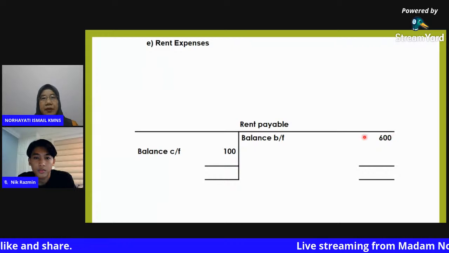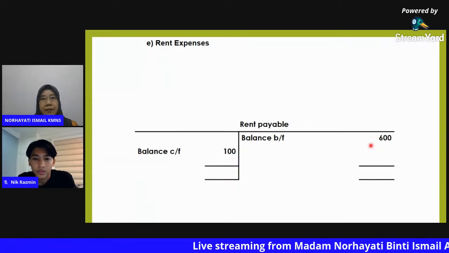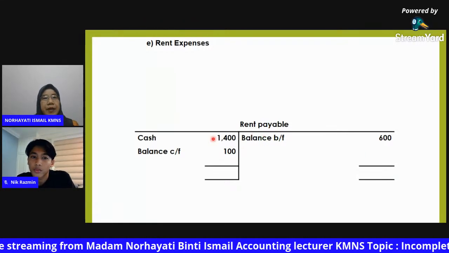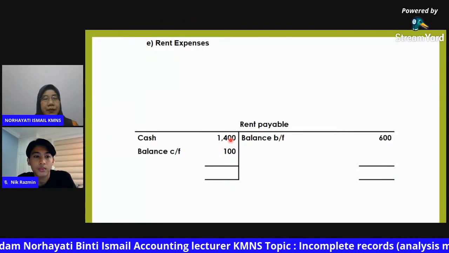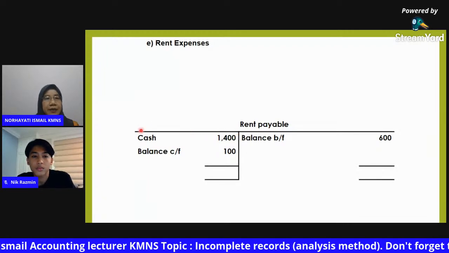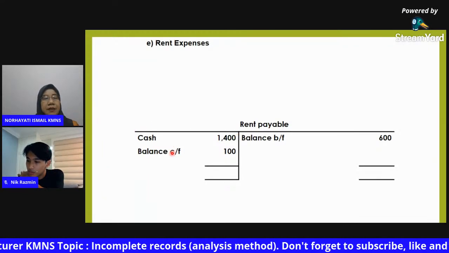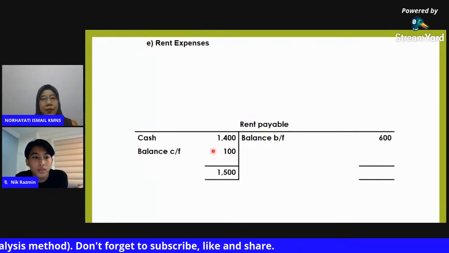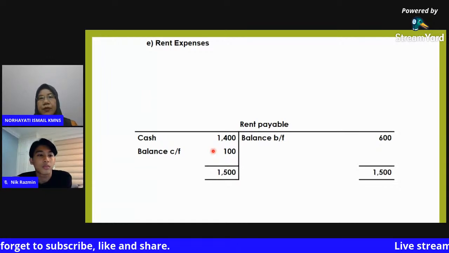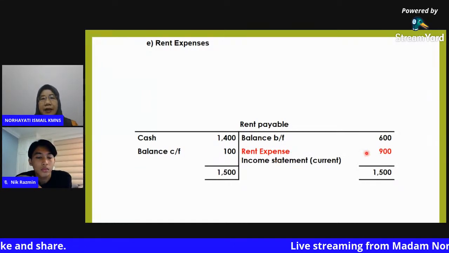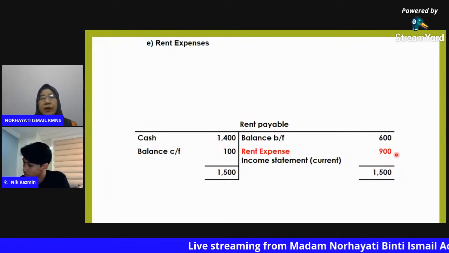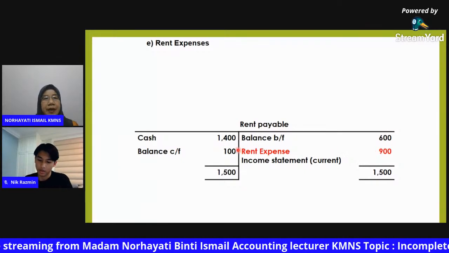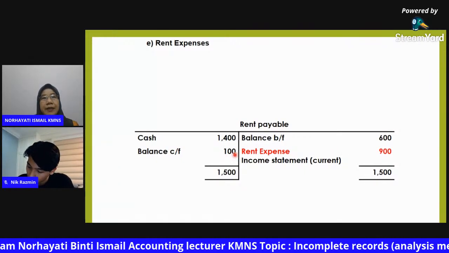So we record in the credit side for the beginning balance. Number two, we pay cash for rent, and we get the information from the cash book. Number three, the ending balance, and we must balance the debit and credit sides. So the missing figure is rent expense. This one we must record in the statement of income, and rent payable we must record in the financial position.